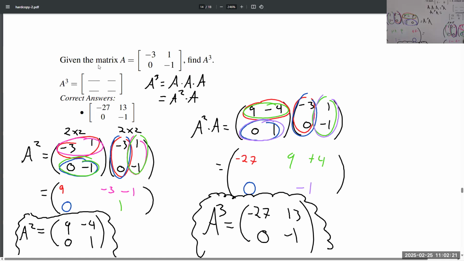Are there any questions about how I did that? Questions, comments, concerns about how I found A cubed?